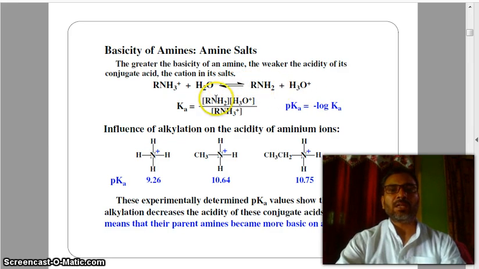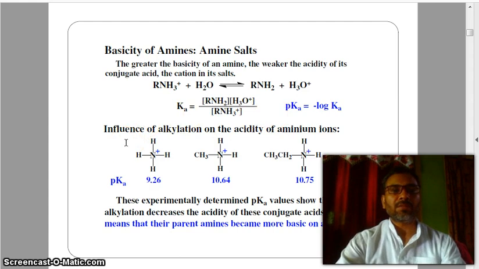If you calculate the Ka, Ka is equal to the concentration of RNH2 times the concentration of H3O plus, divided by the concentration of RNH3 plus. And what is the relation between Ka and pKa? pKa is equal to minus, don't forget the minus, minus log Ka. And this is the relation between Ka and pKa, and that is very important.